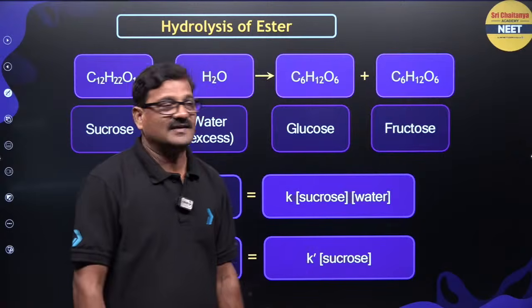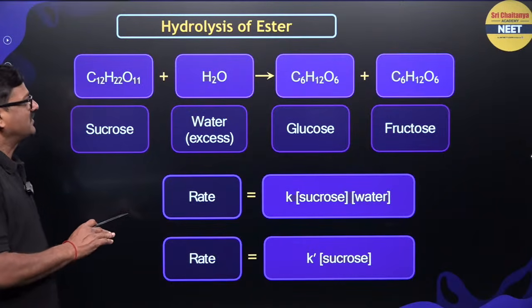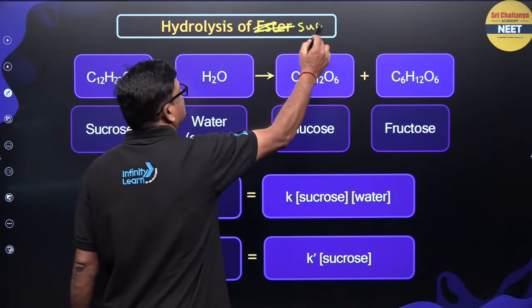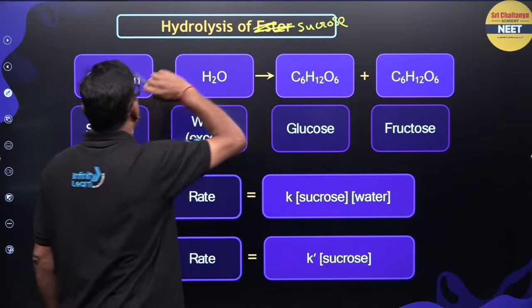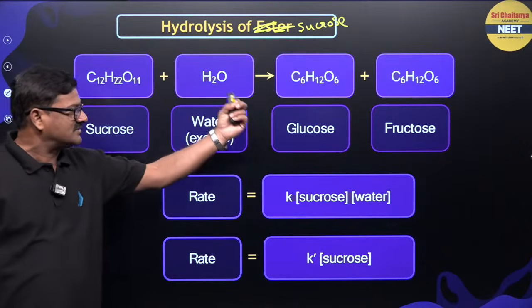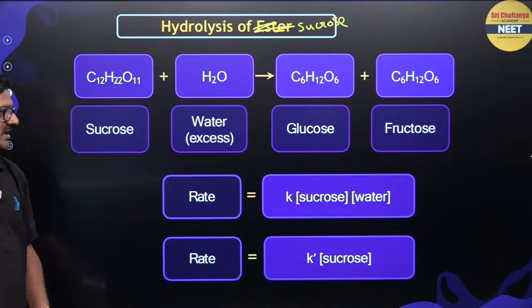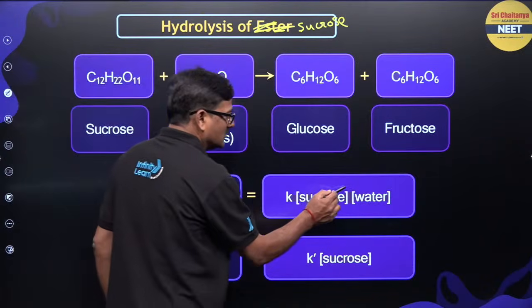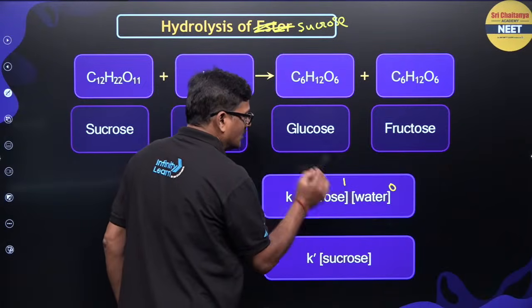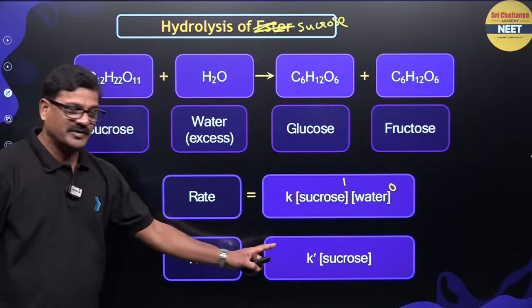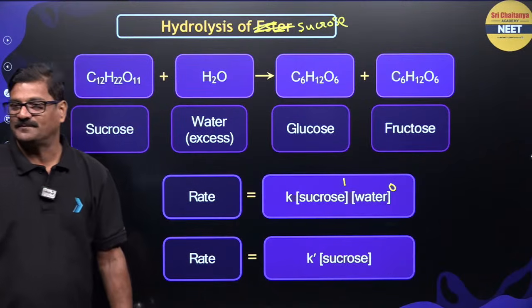And also sucrose, this is another example. So hydrolysis of an ester and hydrolysis of sucrose. Sucrose hydrolyzes to give rise to glucose and fructose. The rate is equal to K, sucrose to the power 1 and water to the power 0. And water to the power 0 will be 1. So the rate depends on concentration of the sucrose only.